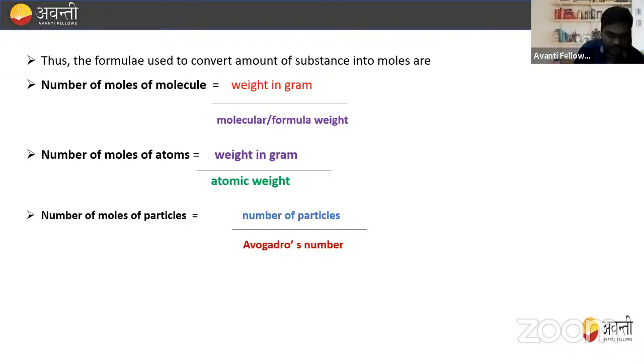Good. Now, there are some useful formulas. I know you already know these formulas, but let's quickly revise them.